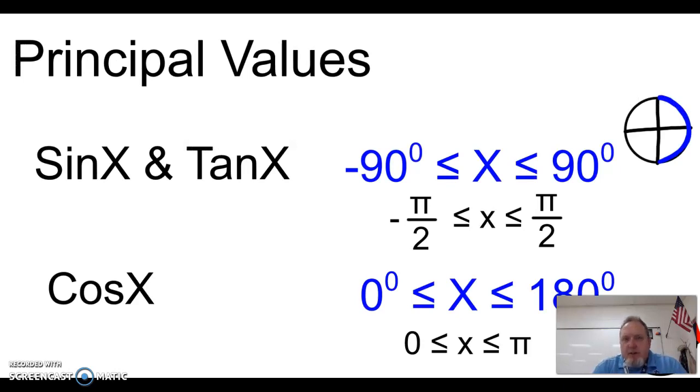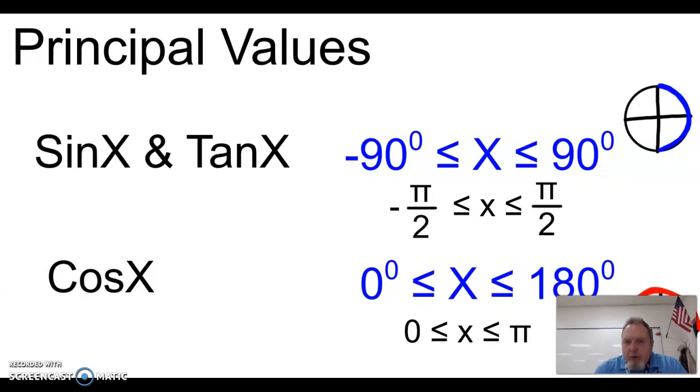First order of business is principal values of sine, cosine, and tangent. When you take the sine of a value or tangent of a value on your calculator, it is always going to default between negative 90 and positive 90. The reason for that, if you look at this little circle here to the right, sine value goes from negative 1 to 0 to positive 1. That happens from negative 90 to 90.